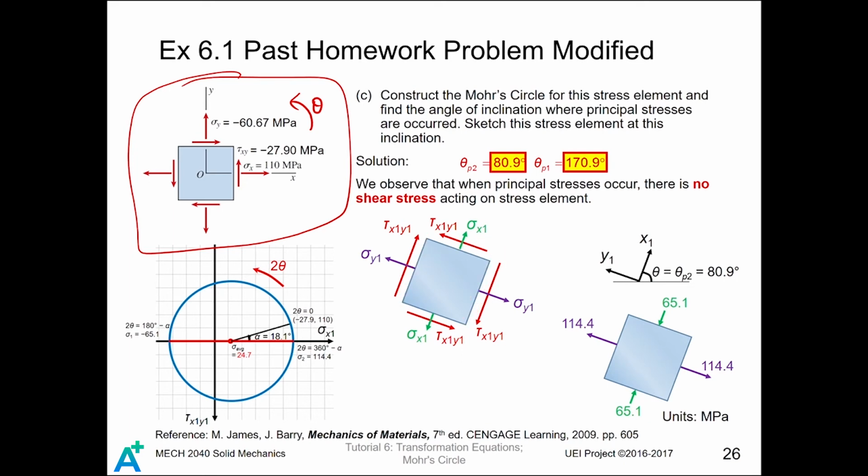First, for the 80.9 degree surfaces, we know that the principal stress is given by minus 65.1, which means the stresses on the 80.9 degree surfaces are 65.1 megapascal in compression. At the same time, for the 170.9 degree surface, the principal stress is 114.4 megapascal in tension.